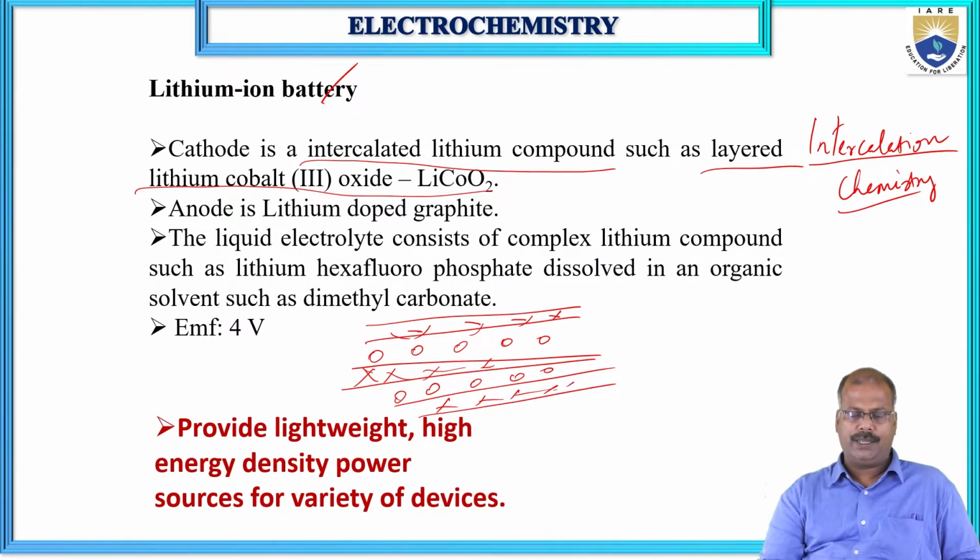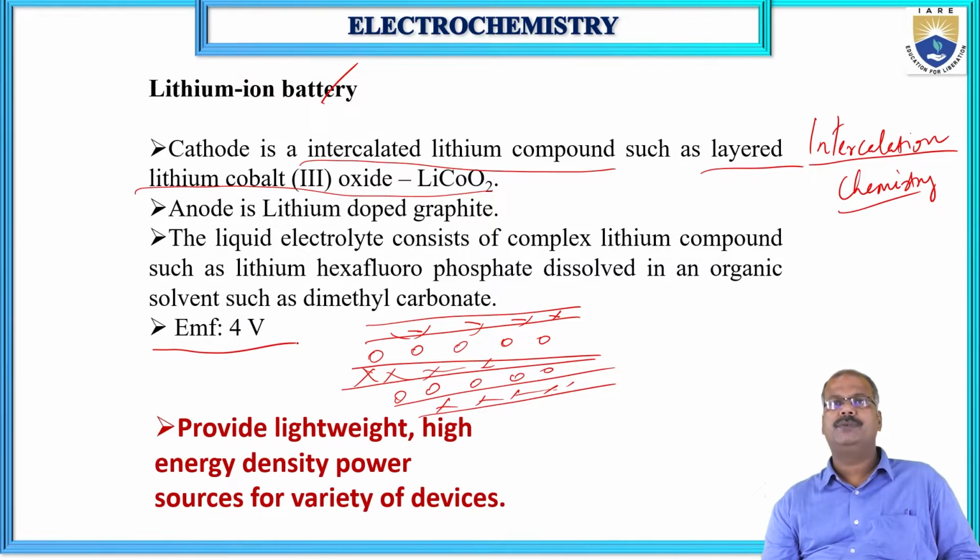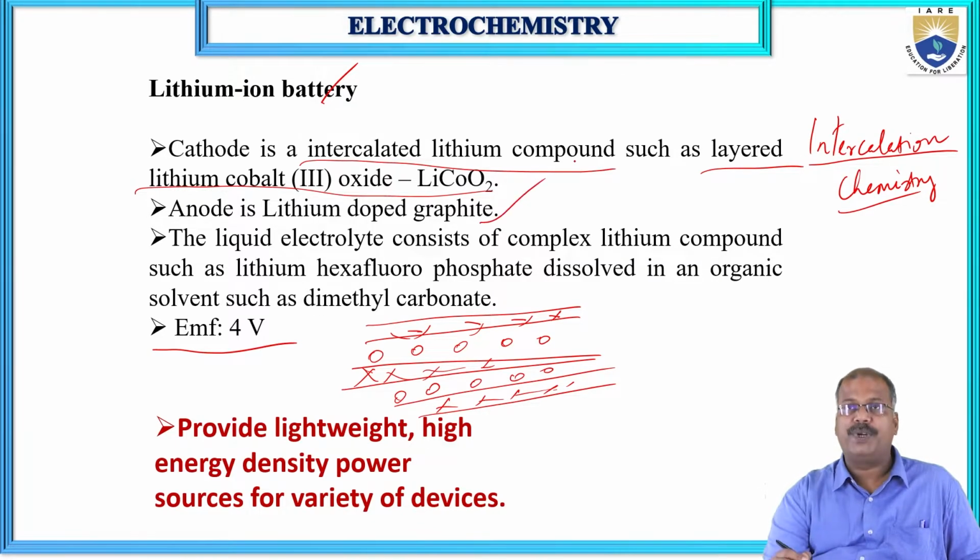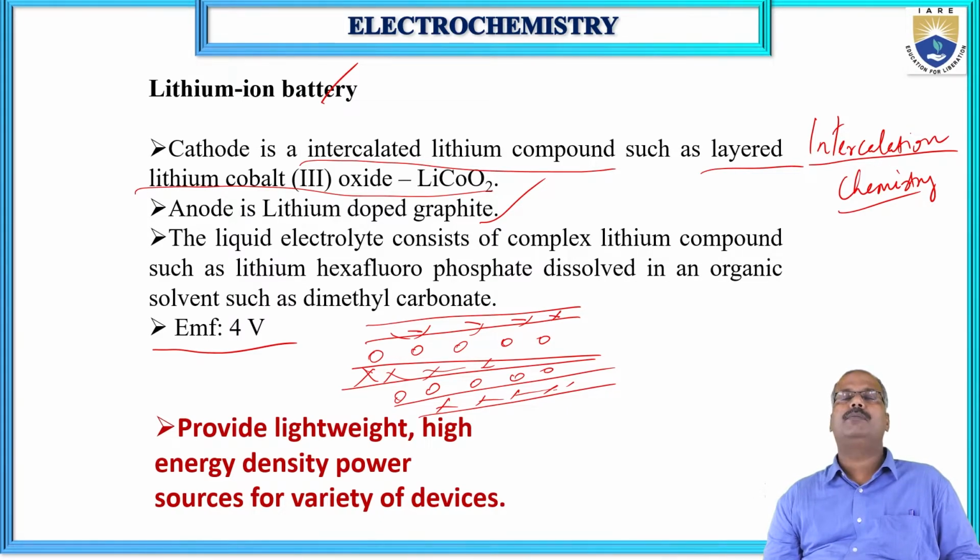As we told already, it can give 4 volts EMF. Anode is lithium-doped graphite. For the cathode you have a variety of materials: layered lithium cobalt oxide, and other transition metal oxide layered structures are also used nowadays as cathode. Typically, lithium cobalt oxide is used for commercial purposes in many places. Anode is typically lithium-doped graphite, but there are other systems also available to be used as an anode in lithium-ion batteries.